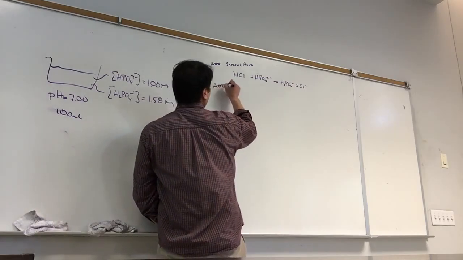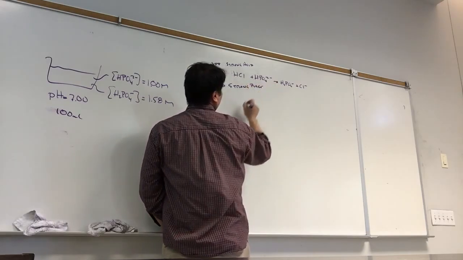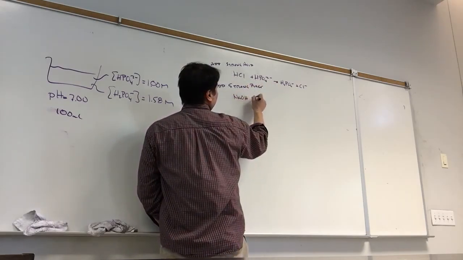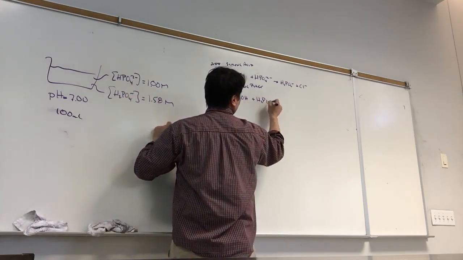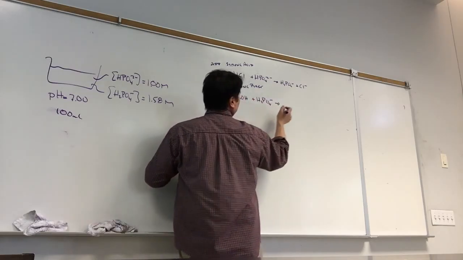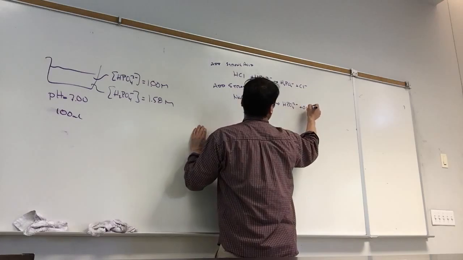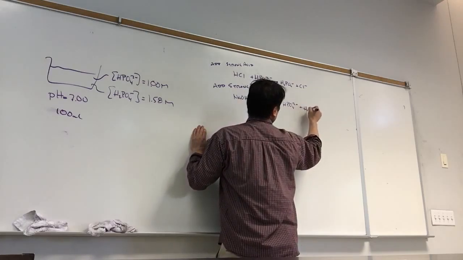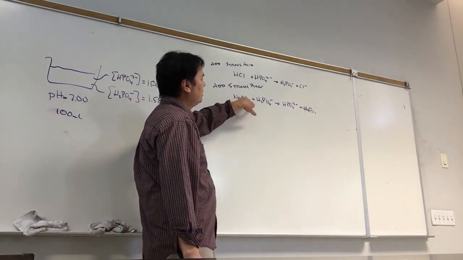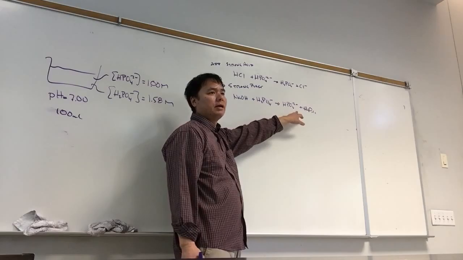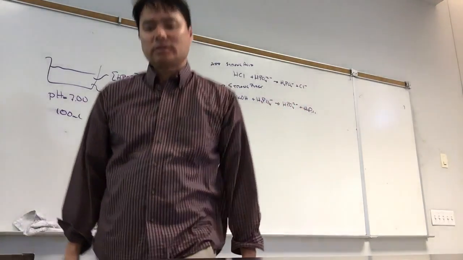If I add strong base, this buffer will neutralize that too. So for example, if I add sodium hydroxide, then the acid component in the buffer, H2PO4 minus, will neutralize that to form HPO4 2 minus and water. And so I take a strong base like this and I convert it into a weaker base because this is neutralization. It doesn't go to pH 7, but it just neutralizes it.